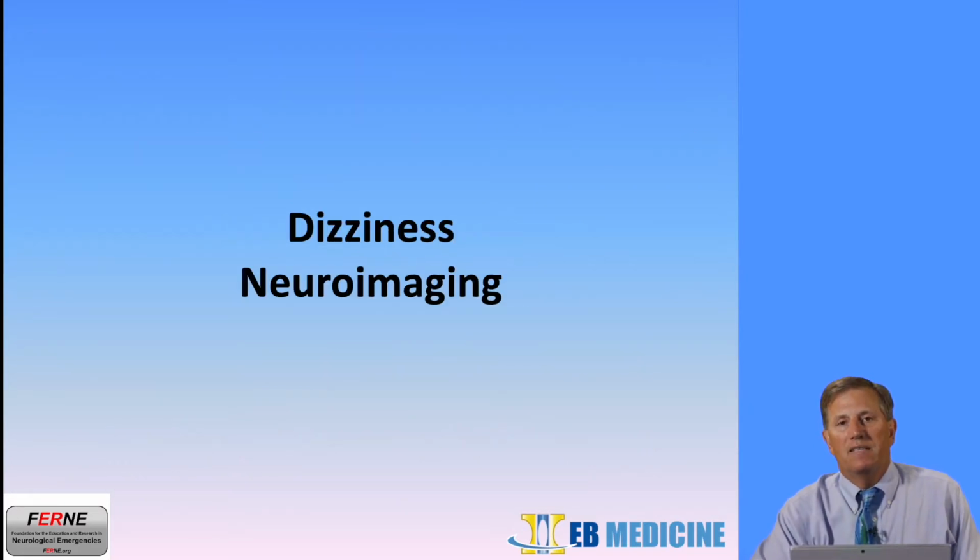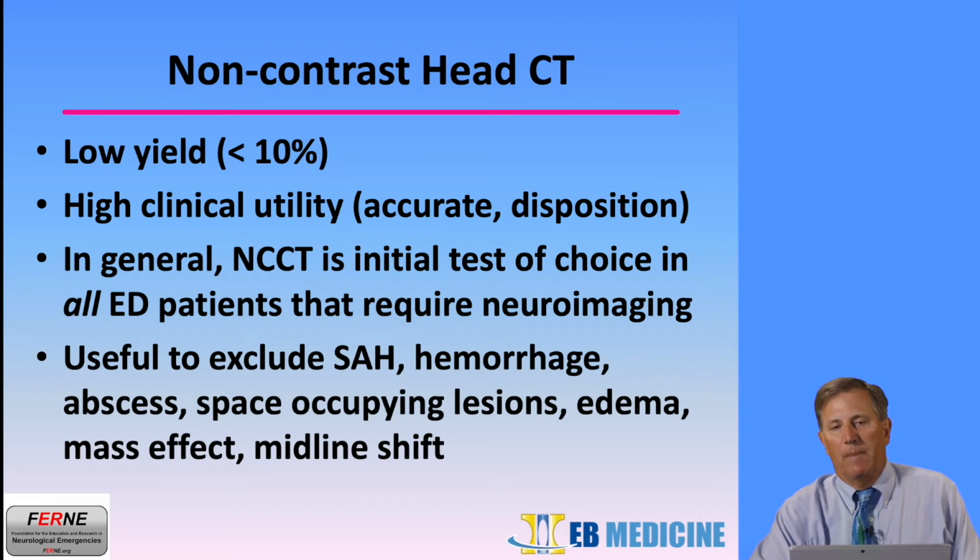The next thing to consider with dizziness patients in the ED is the issue of neuroimaging. Let's talk just generally about non-contrast head CT. We know there's a low yield for positive findings, generally less than 10%. Despite this low yield, head CT in the emergency department, non-contrast, has a high clinical utility. It's accurate and it allows us to make a disposition that might include being able to send the patient home because we know their head CT is negative. In general, non-contrast CT is the initial test of choice in all ED patients that require neuroimaging. It's useful to exclude subarachnoid hemorrhage, other types of hemorrhage, abscess, space-occupying lesion, edema, mass effect, and or midline shift.